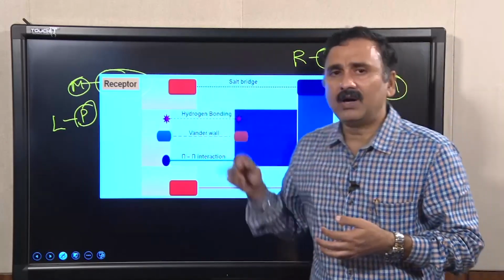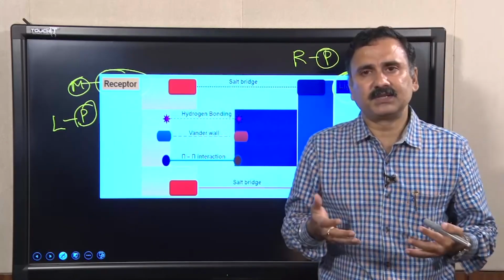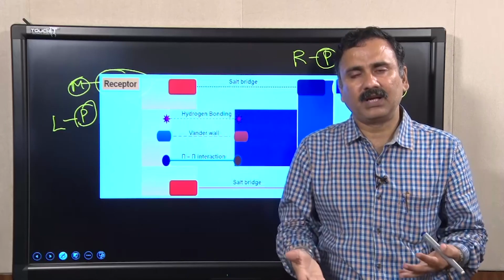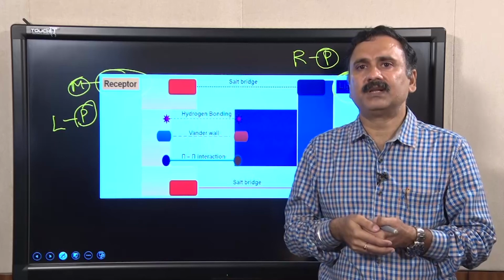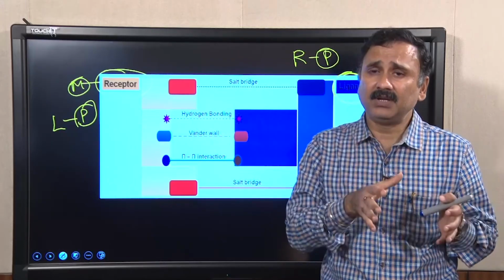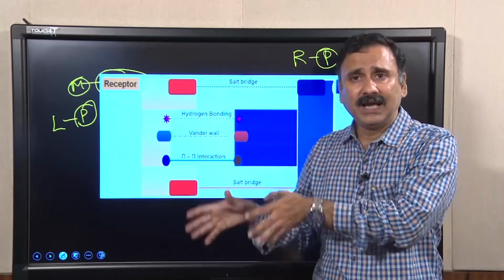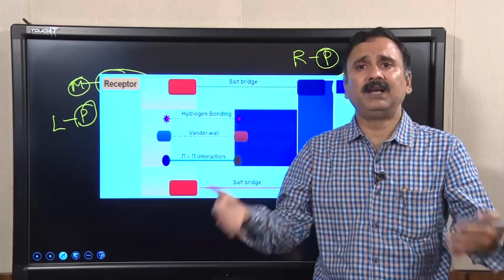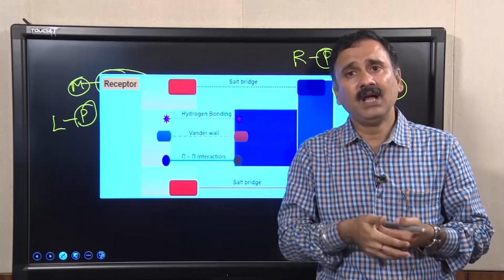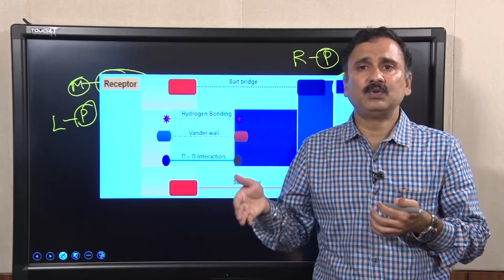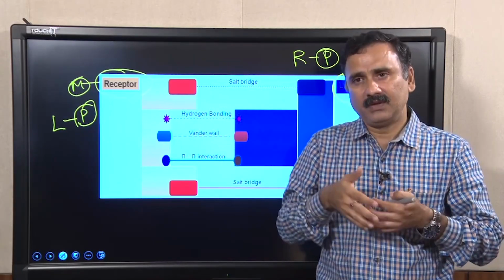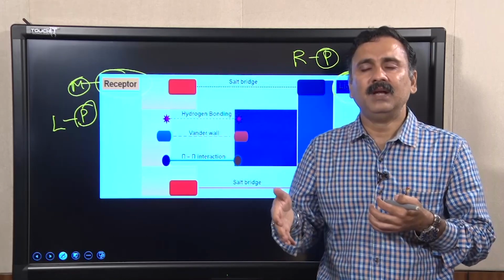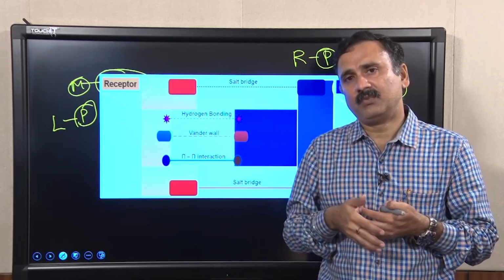So, this is what we are going to discuss in our subsequent lectures. In the subsequent lecture, we are going to discuss how to generate the receptor or the ligands, and then how to couple them to the matrix, and then how we can utilize that to purify the analytes by exploiting affinity chromatography.